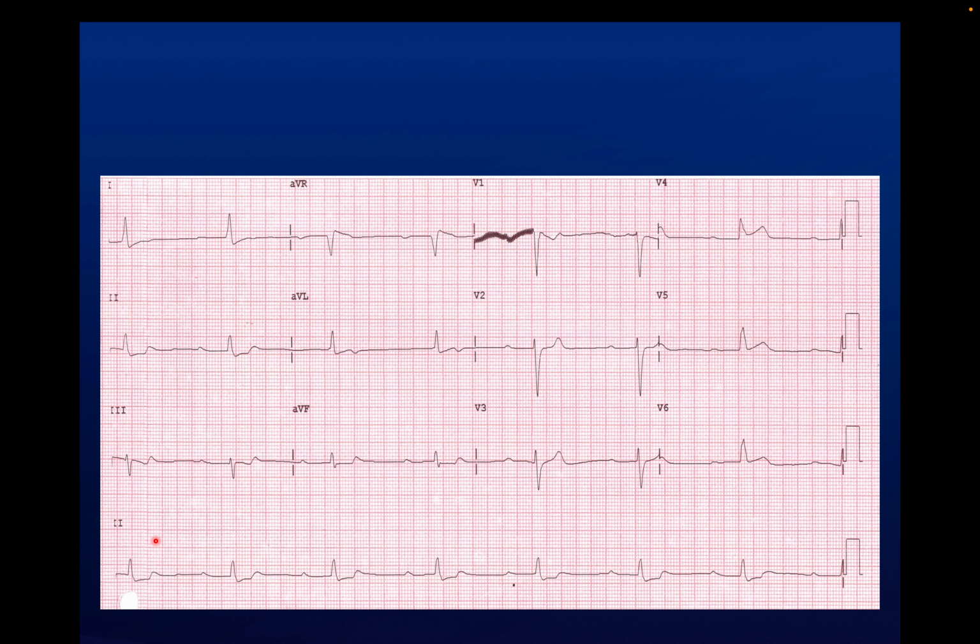V1 to V6, the transition is fine. The PR seems to be fairly consistent. Now, this is first degree AV block, right? With the long PR interval, P is associated with the QRS. The QRS is fairly narrow. But what is important is to understand this patient is a young person, it's a pre-athletic checkup, and you want to figure out if or not this patient has a requirement for pacing.